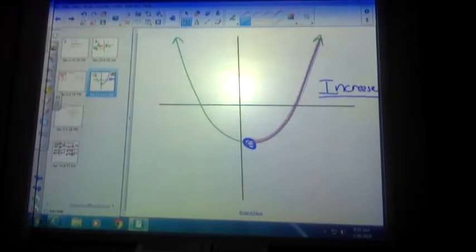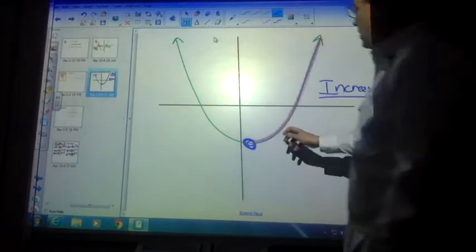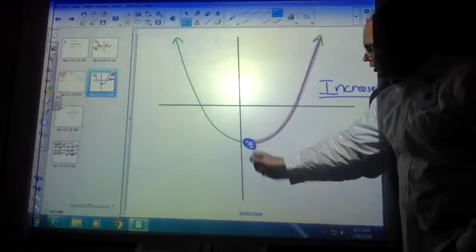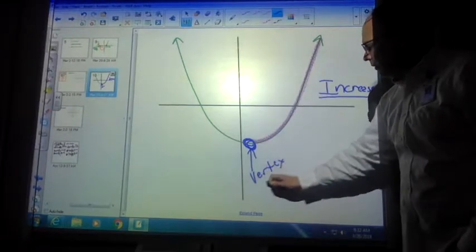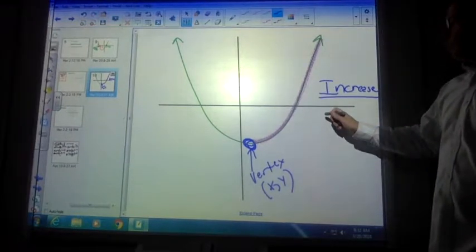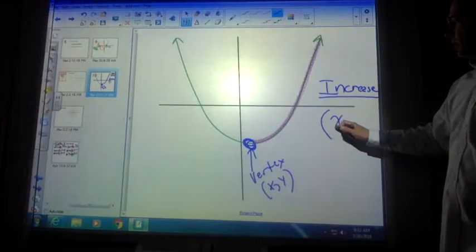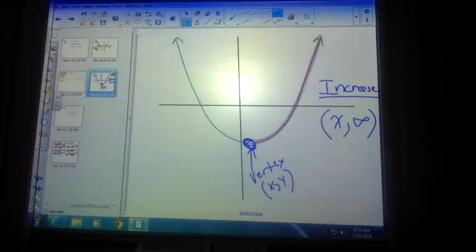Now, you could then define a decreasing or an increasing graph if this is my vertex, which is in x comma y as a point. This graph is increasing from x, my x component, and going to infinity. So why do you think I have a rounded bracket at the x? Because it goes all the way. Because it's like just one number. It's one number.